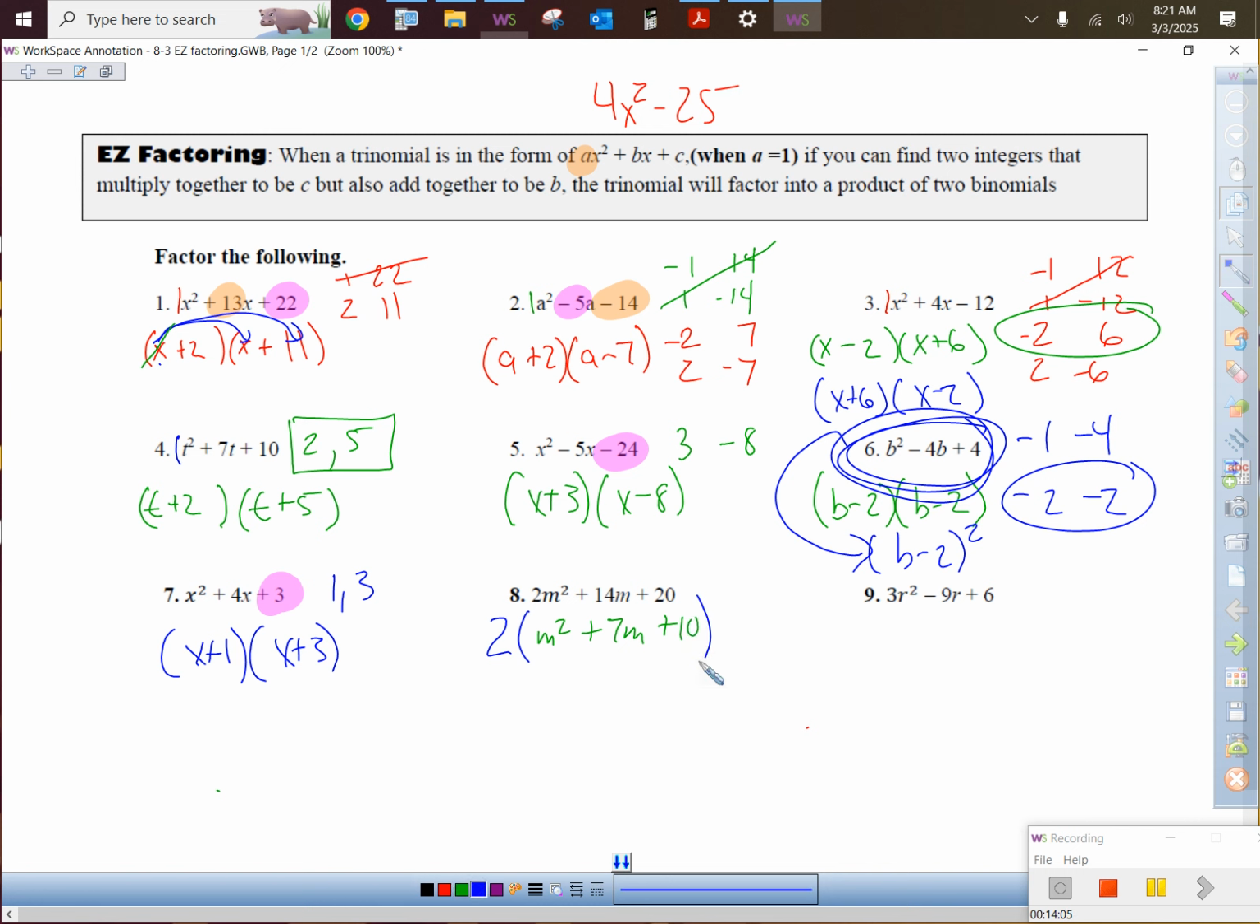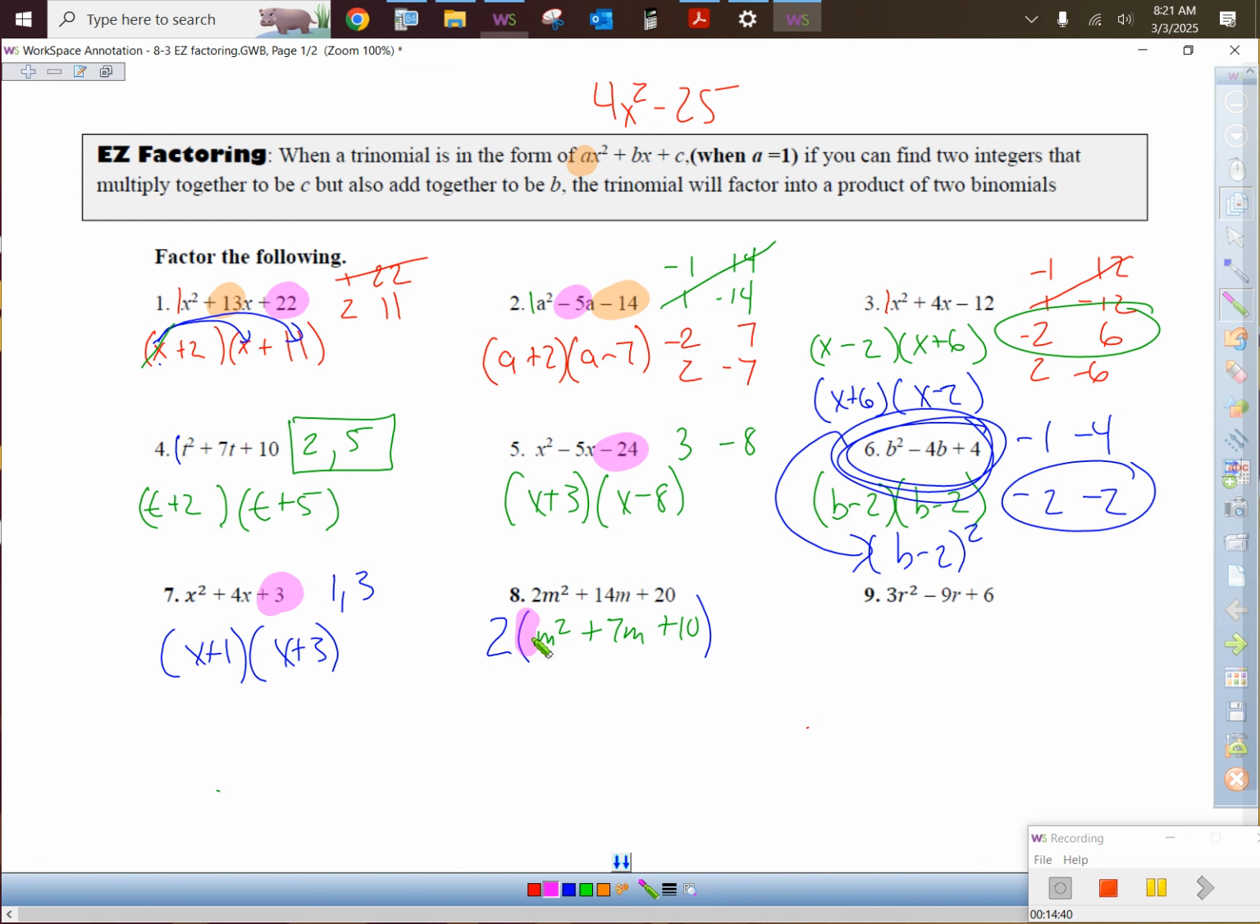Now look at that green thing. Only focus on the green thing. What's the A value? 1. Are you with me on that? Isn't the number in front of m squared now 1? So I got options. Maybe that green thing is a difference of squares. It cannot be a difference of squares because it has 3 terms, right? Maybe it is a perfect square trinomial. Is m squared a perfect square? Yes, it is. Is 10 a perfect square? No, it is not. So the only thing left I got is maybe this is easy factorable.